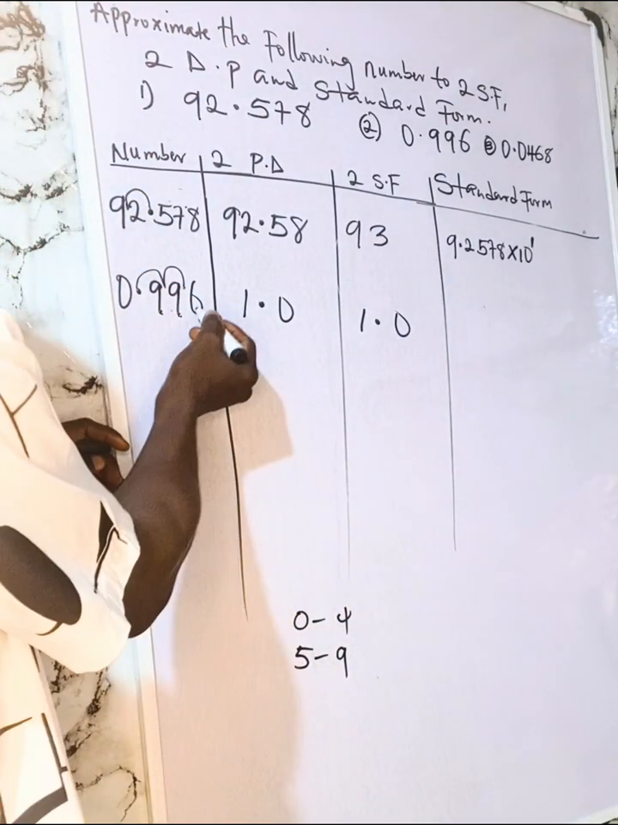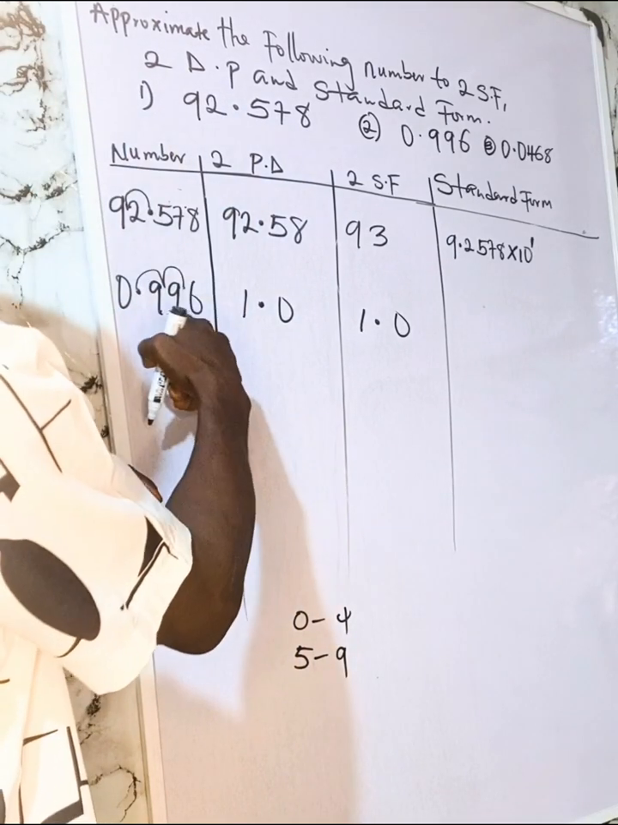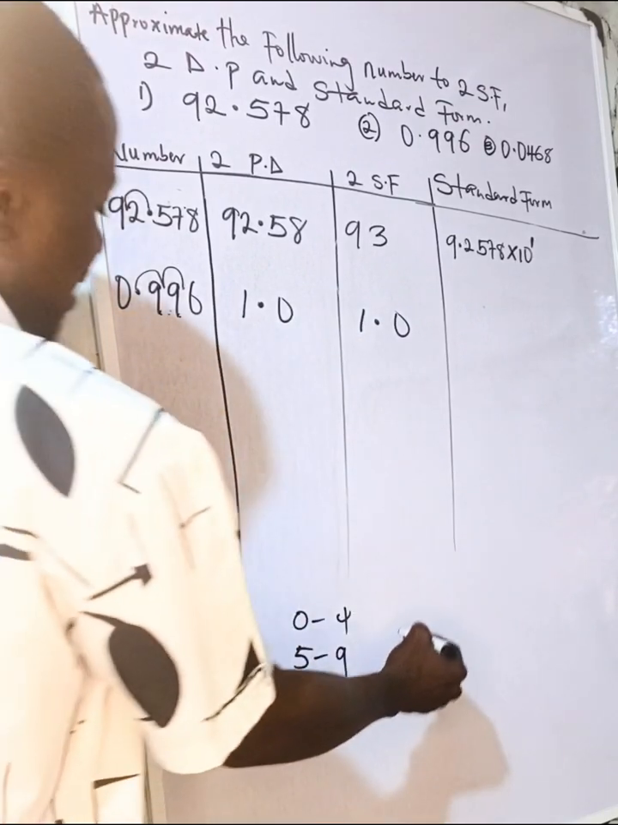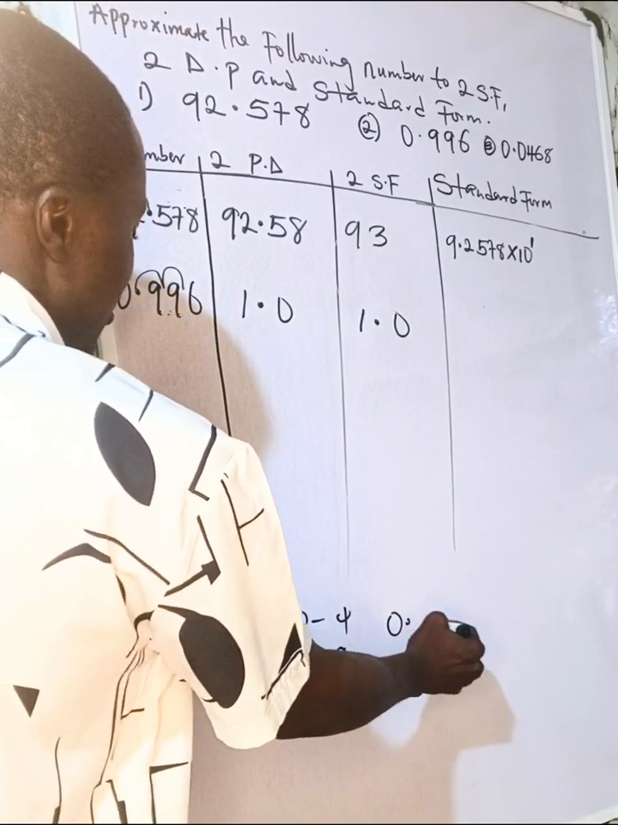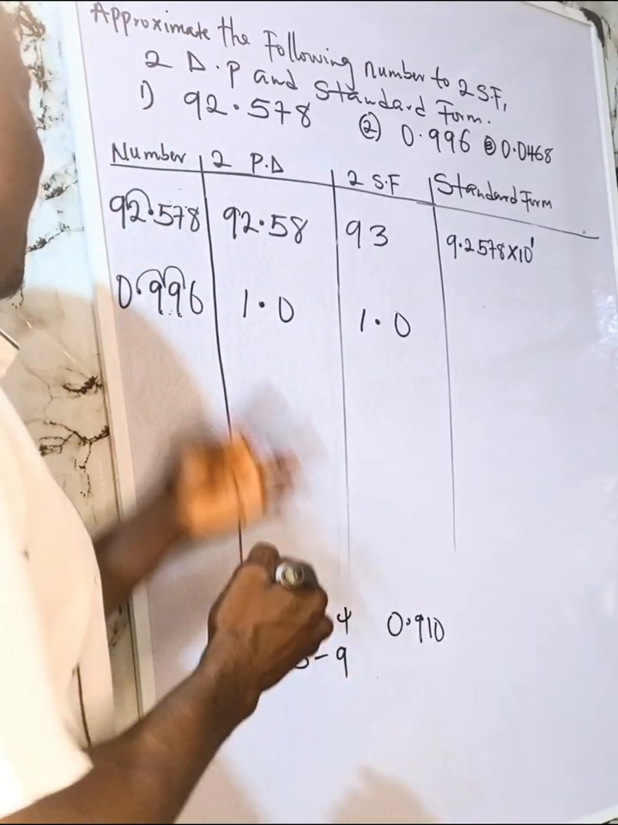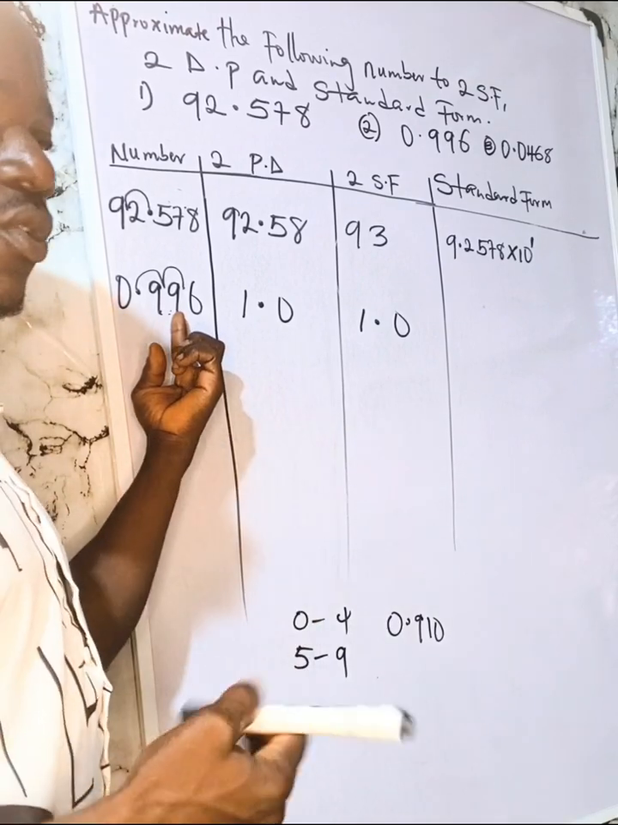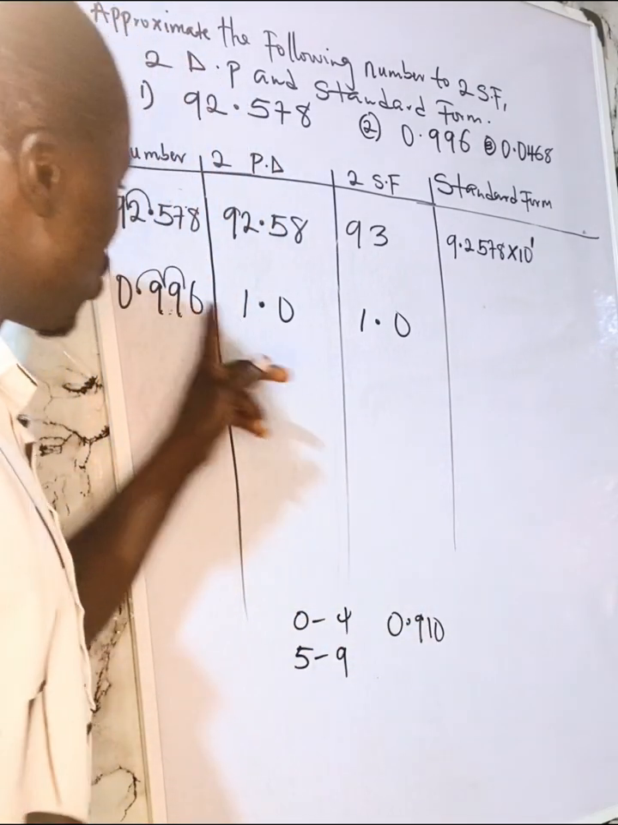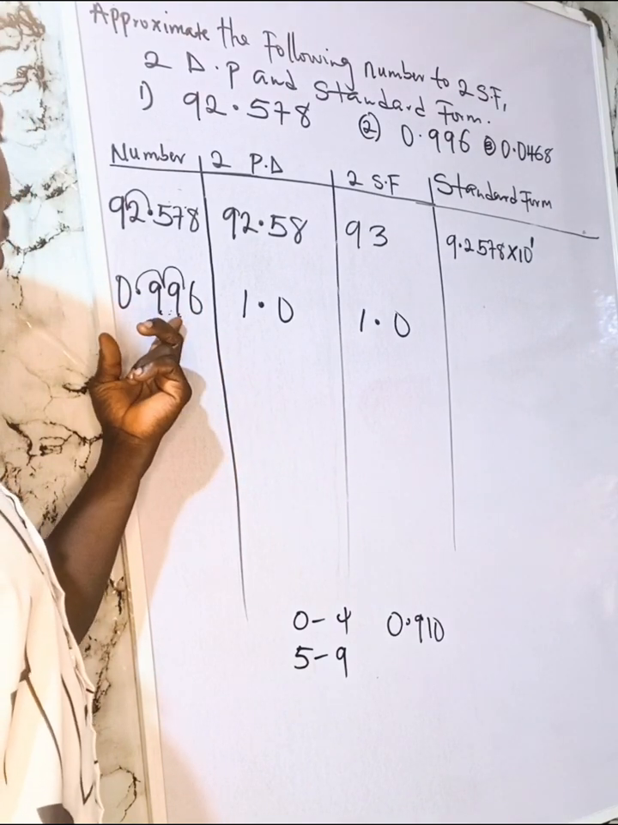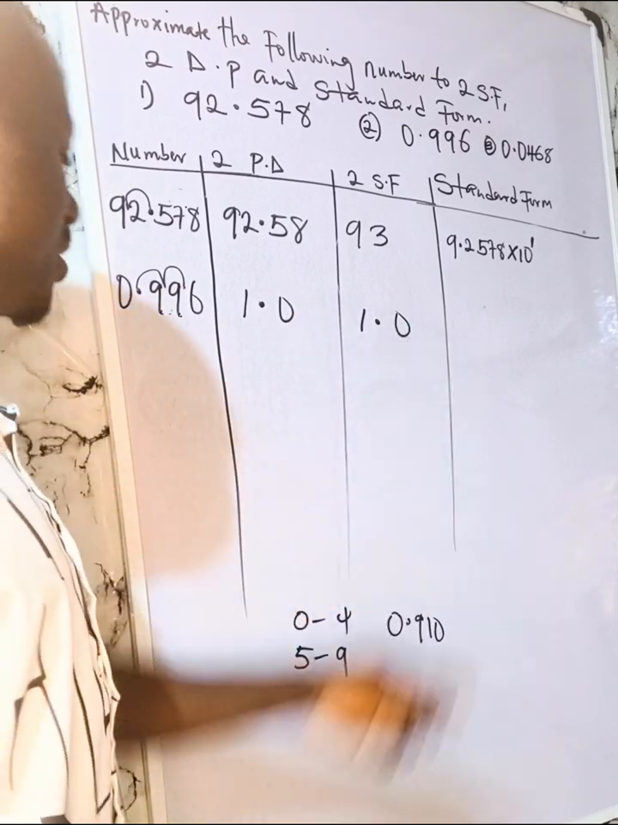Now notice that when I carry this one, I added it to 99. I didn't add it to 9 alone. Some students normally make this mistake. They will write that the answer is 0.910. It is wrong because the person added this number to this digit alone. Always add it to these two digits. I added to 99, which makes it 100. Then I shifted the 1 here, which gave me 1.0.